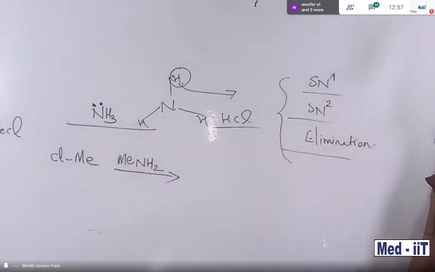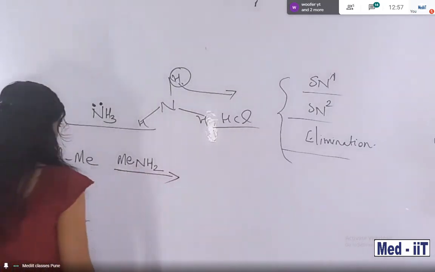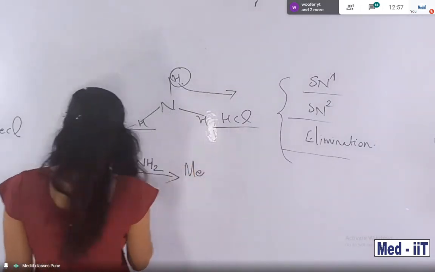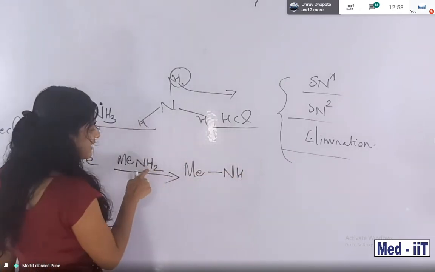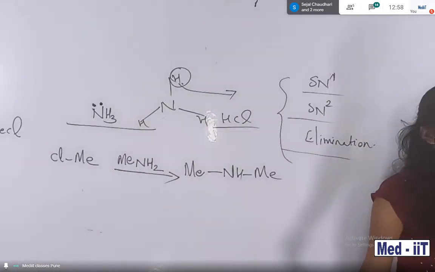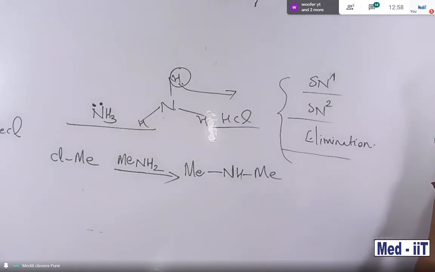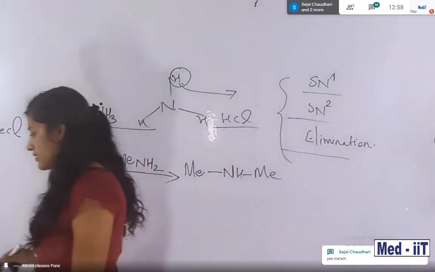Now predict. You want to think. MeNHMe. Very good. Very good. Now you understood, okay? Why Me? This is Me. Okay, that is MeNHMe. One hydrogen is removed and then Me. Simple. Clear? Sejal? Or Dhruv? Okay.